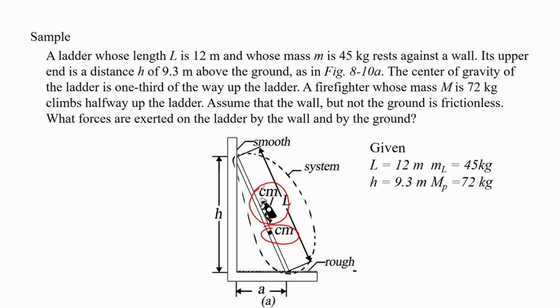Assume that the wall, but not the ground, is frictionless. What forces are exerted on the ladder by the wall and by the ground?